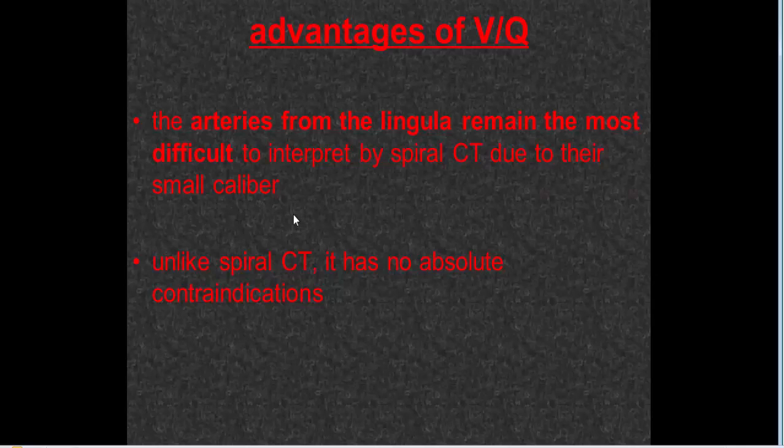Advantage of the ventilation perfusion study: arteries from the lingula remain the most difficult to interpret by spiral CT due to their small caliber. Unlike spiral CT, it has no absolute contraindication. So with a ventilation perfusion study, you can detect areas supplied by arteries from the lingula.